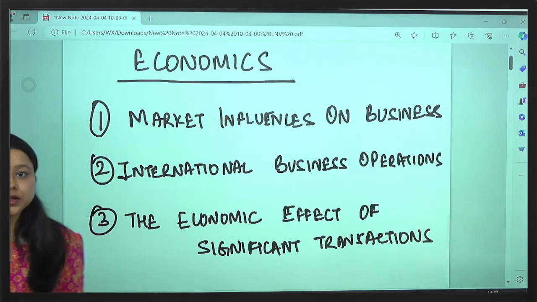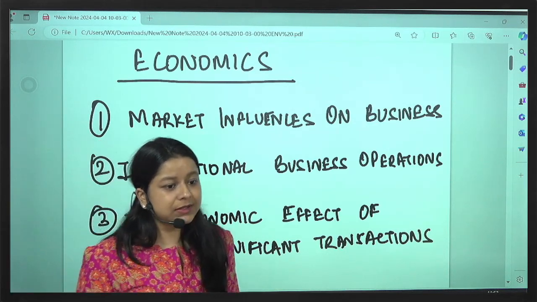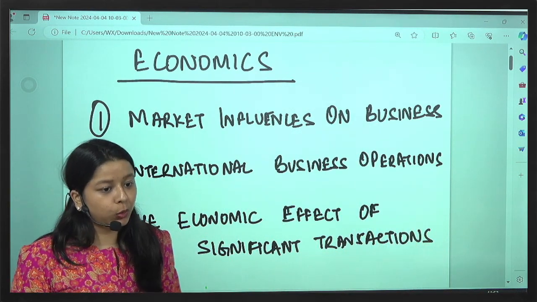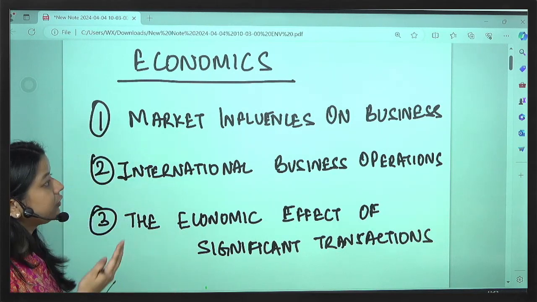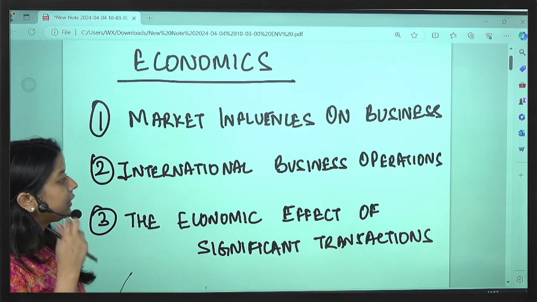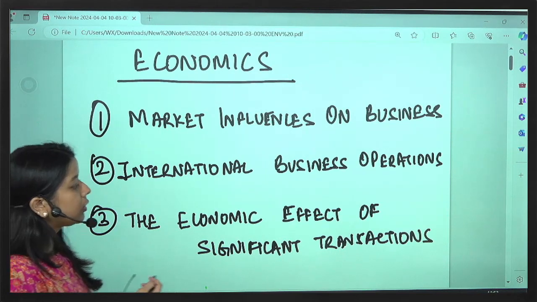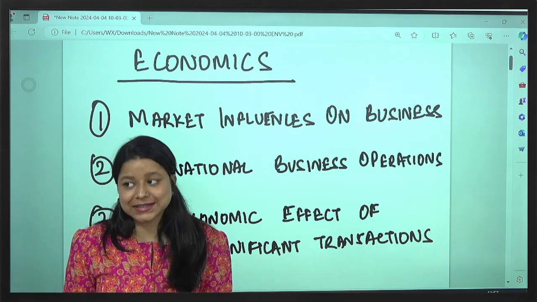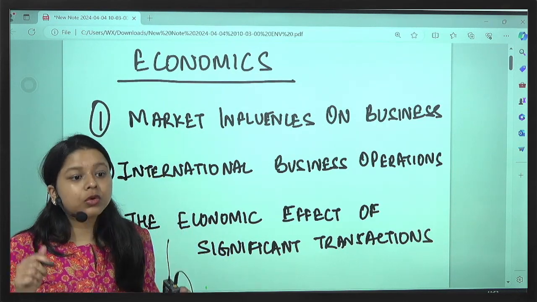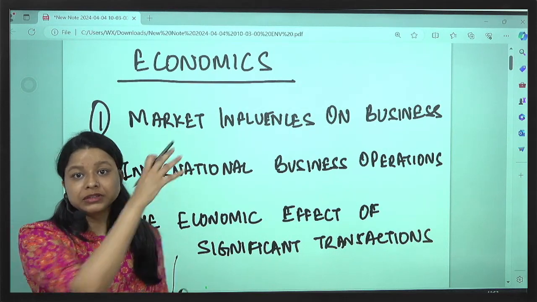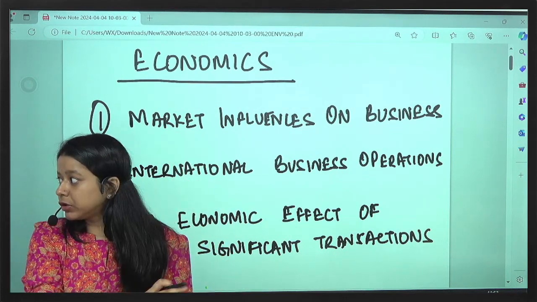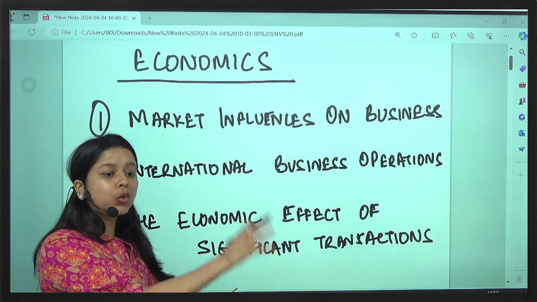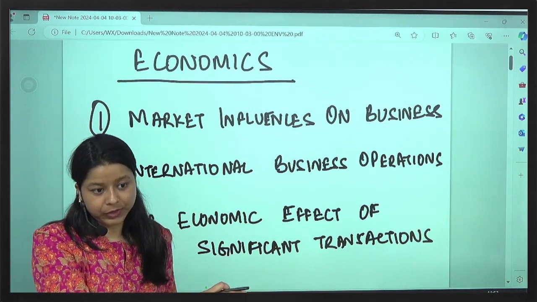So we'll be starting today the different topics of economics. There are in total 3 topics that we'll be doing in economics: market influences on businesses, international business operations, and the economic effect of significant transactions. Now, these are comparatively very easy topics and very scoring. So, we must give these topics utmost importance in the sense that we should make it our strength so that we are able to score the maximum marks over here, right?